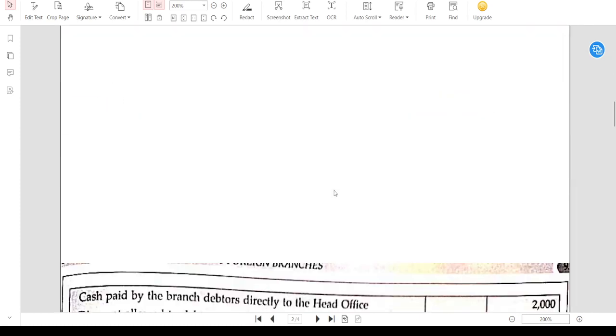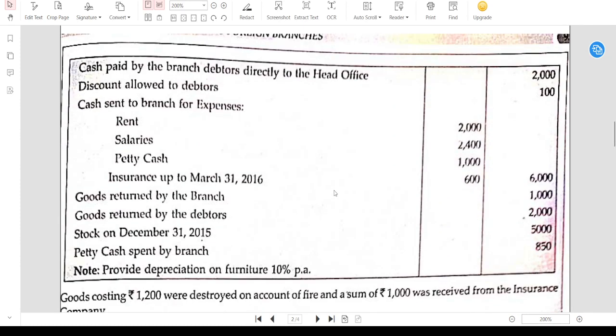After this, come to the second part. Here you can see cash paid by the branch debtor directly to HO. When cash is paid by branch debtor directly to HO, on which side will it be recorded in the books? It will be recorded on the credit side. Okay, so you can write cash paid by branch debtor directly. Obviously, it will be recorded on the credit side of the branch account. Branch debtor directly. How much? Sir, 2,000 rupees.